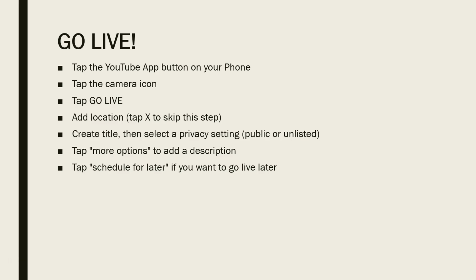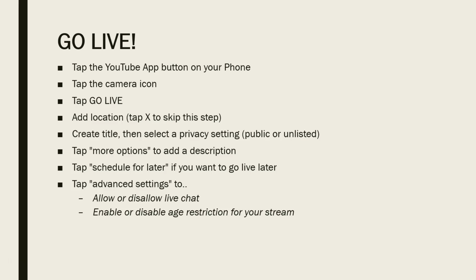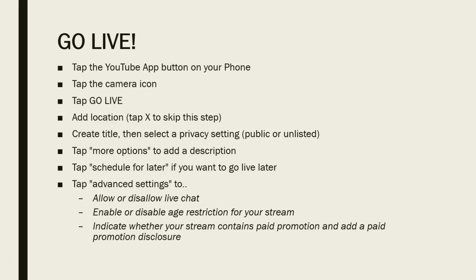Tap more options to add a description. Tap schedule later if you're going to schedule it for a later live. Tap advanced settings to allow or disallow live chat. You should allow live chat. Enable the age restriction for your stream. Indicate whether your stream contains paid promotion or add a paid promotion disclosure. That's especially true if monetization is enabled on your YouTube channel.